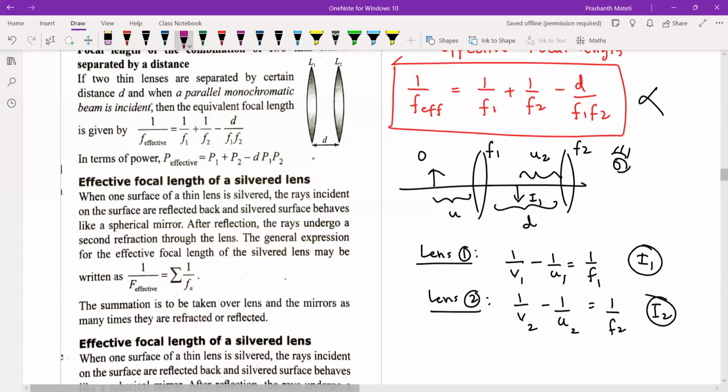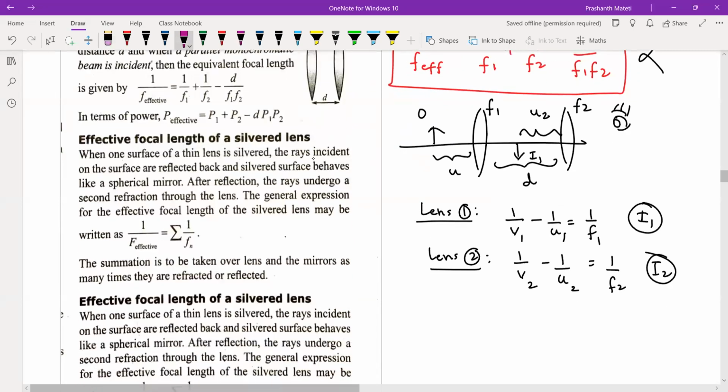When light is incident on the silvered lens, first it has to go through the lens, then hit the mirror, then again go through the lens. So in that case, we said the effective power, the total power, is equal to what? 2 times power of lens plus 1 time power of mirror. In the case of power of lens, what do you have to substitute?